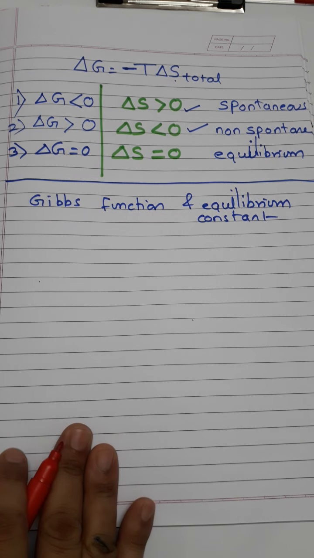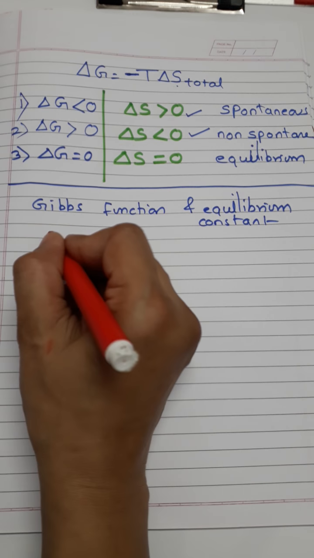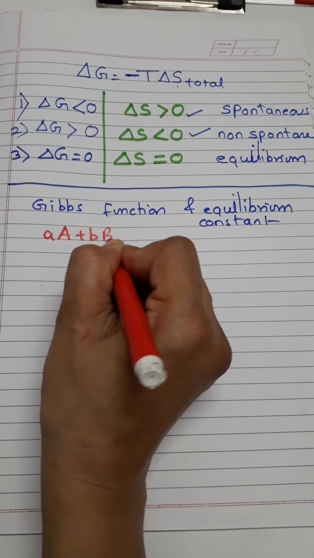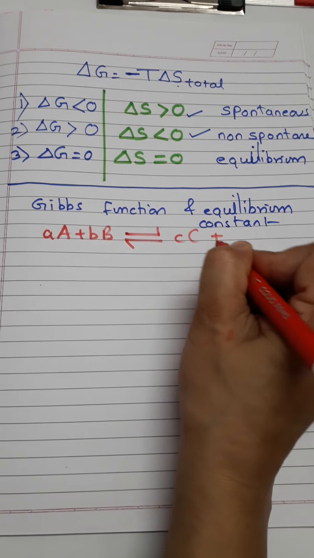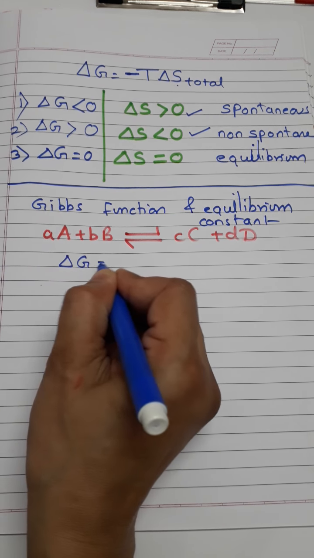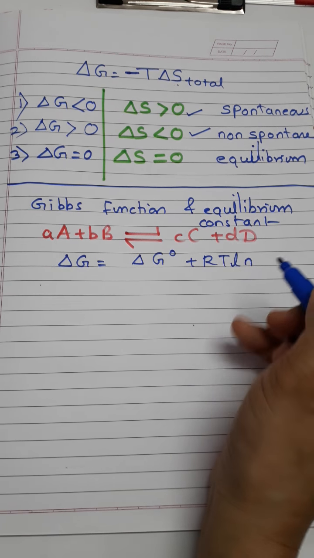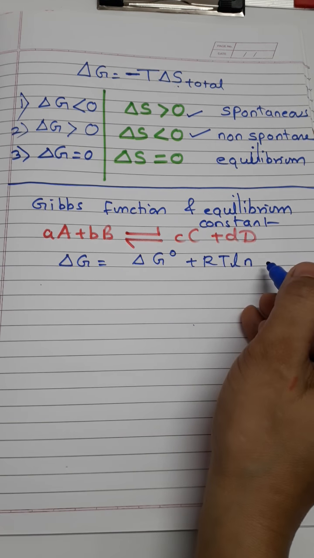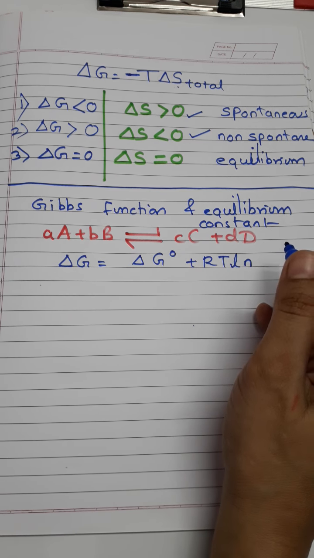Now we will derive the relation between Gibbs function and equilibrium constant. What is the relation? The Gibbs free energy change for a reaction which is at equilibrium is given by delta G is equal to delta G naught plus RT ln K. Why are we writing K? Because K means it is the equilibrium constant.